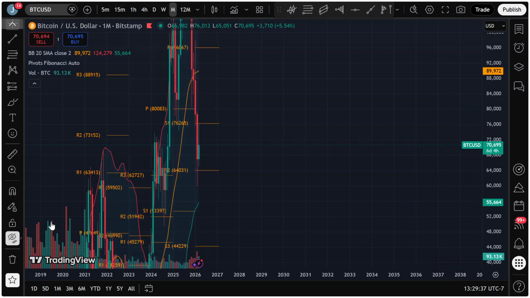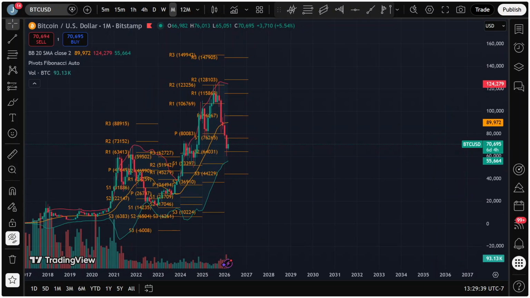JP Morgan Chase gets to do a lot more credit card rewards and bonus programs if Bitcoin is down here and they're incentivizing you to buy a lot more of it, instead of if Bitcoin is up here and they're incentivizing you to buy a lot more of it. Now, granted, that's what they'll be doing in 2030.